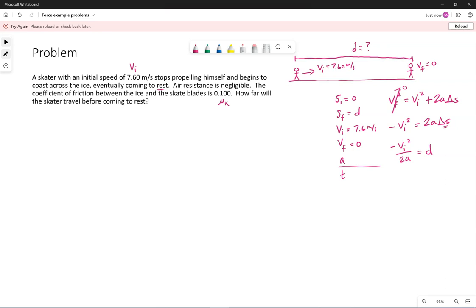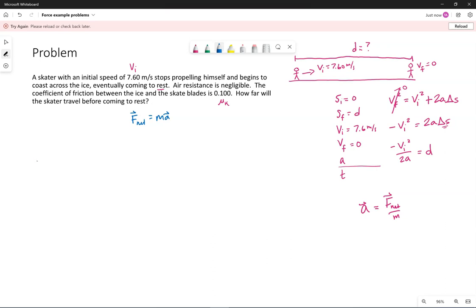Well, the acceleration is a result of a net force. So we can come back to what we've been looking at. We know that acceleration is net force over mass, or net force equals mass times acceleration. Both equations are the same. Well, we can set up Newton's second law for this problem to relate the forces on the ice skater to the acceleration.